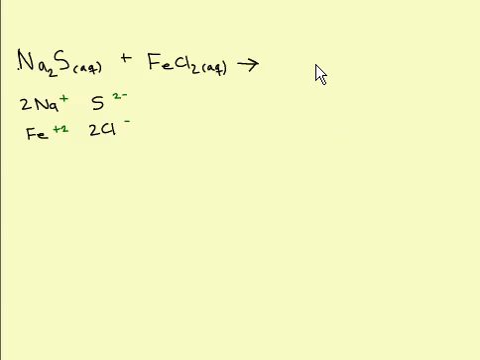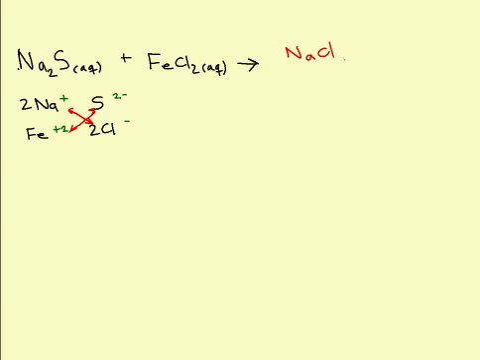Okay, to determine the products here, the first thing we've got to do is switch our ions around. And we have 2 sodiums and 1 sulfide and 1 iron and 2 chlorides. Now sodium and sulfide always have the same charge. Iron has a variable charge, but it has to be +2 because I have 2 chlorides which always have a -1 charge. After I've separated out my ions, I go ahead and I switch them and I figure out the formula based on the charge.